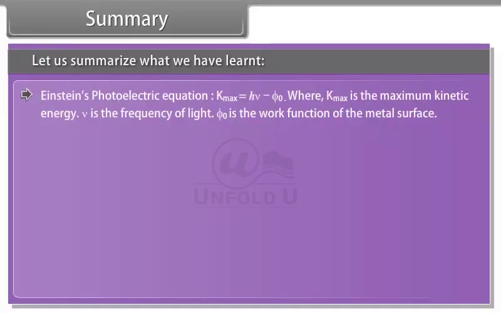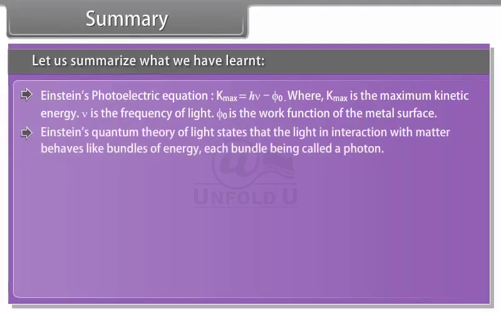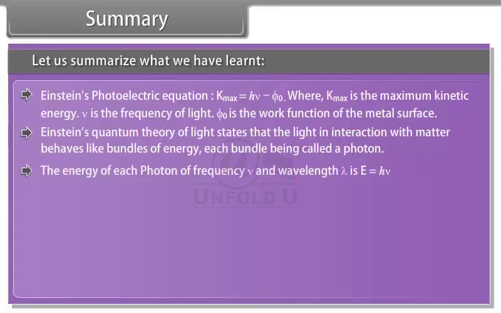Einstein's photoelectric equation. Kmax is equal to h nu minus phi0, where Kmax is the maximum kinetic energy, nu is the frequency of light, and phi0 is the work function of the metal surface. Einstein's quantum theory of light states that the light in interaction with matter behaves like bundles of energy, each bundle being called a photon. The energy of each photon of frequency nu and wavelength lambda is E equals h nu.